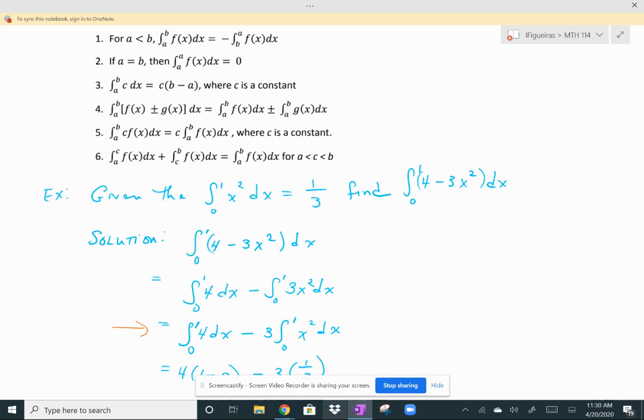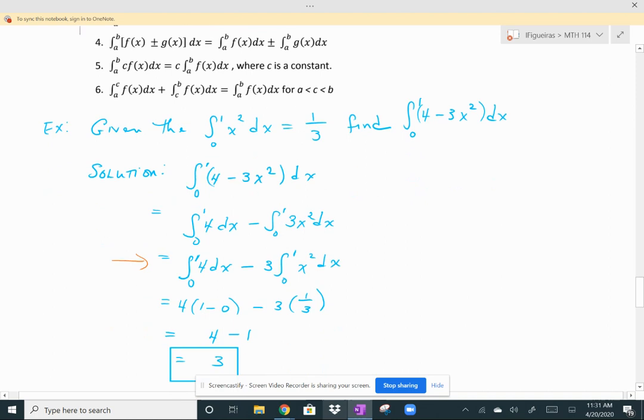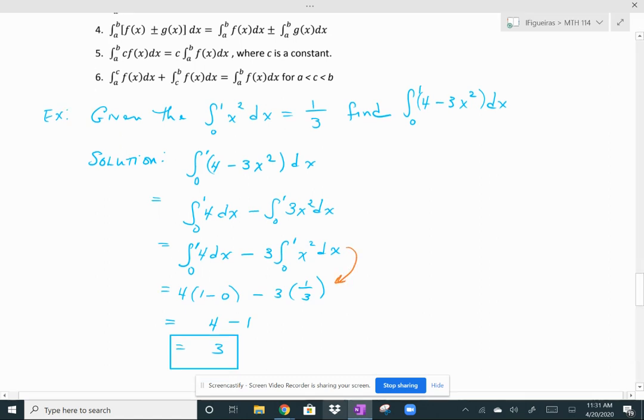All right, then in the next line, I'm going to use property number 3 above because 4 is a constant. So the integral from 0 to 1 of 4 dx, well, that's the same as 4 times the difference in your limits, upper limit minus lower limit. So it's 4 times 1 minus 0. And remember, this integral is equal to 1/3. So I have 3 times 1/3. And when you simplify, you get a final answer of 3.